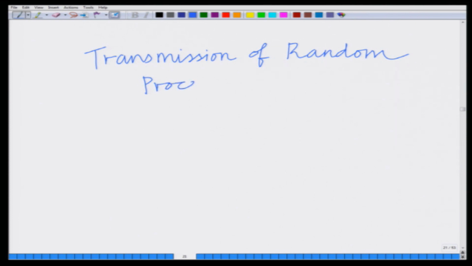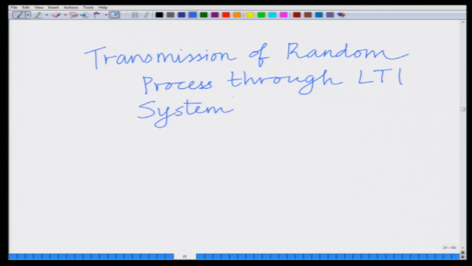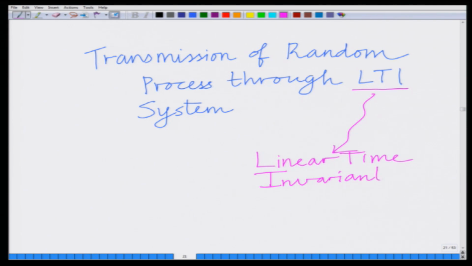a random process through an LTI system, where what is the meaning of LTI? LTI denotes, obviously most of you should be familiar with this, a linear time invariant system.